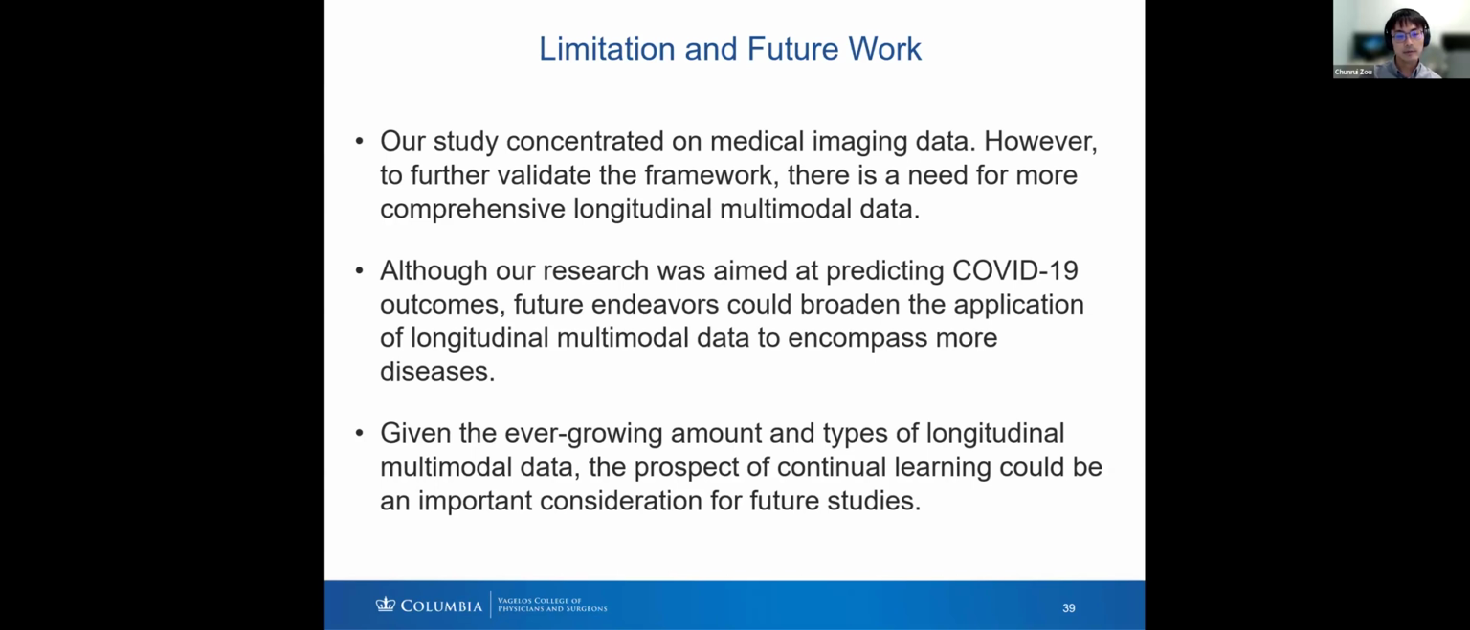And given the ever-growing amount and types of longitudinal multimodal data, the prospect of continuing learning could be an important consideration for future studies.